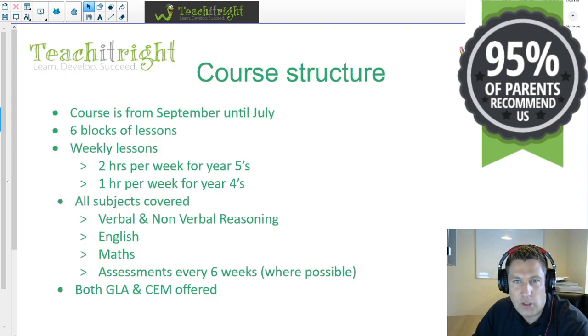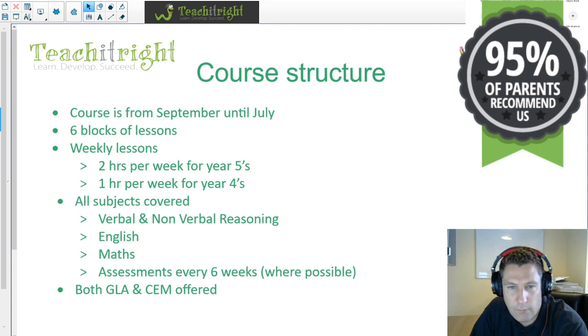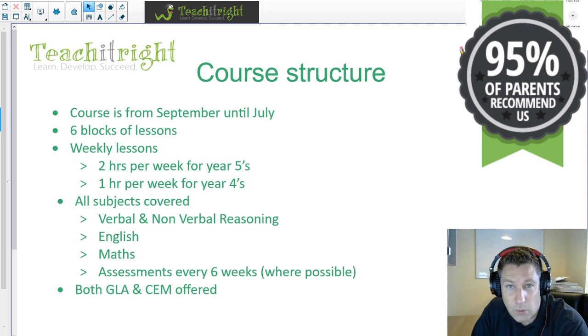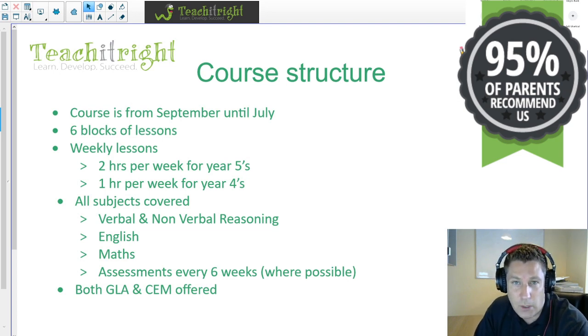Let's just have a look at the course structure, and the course will run from September until July. This will be in 6 blocks of lessons, and what we do with the Year 5 students is they have 2 hours each week, but we actually alternate the subject areas. So we'll be doing verbal and non-verbal to start with in block 1, then we do English and maths, then we do verbal and non-verbal again, then we come back to English and maths, and the last 2 blocks will focus on things like time management and of course very importantly exam technique in the final block.